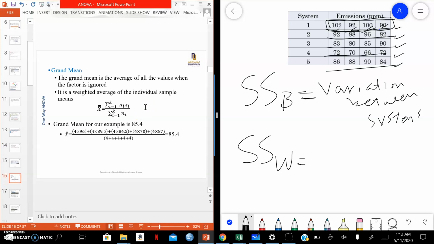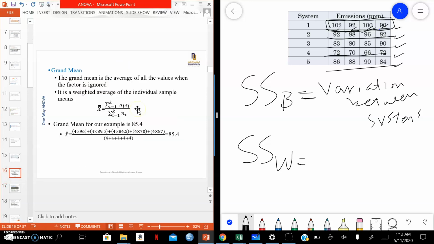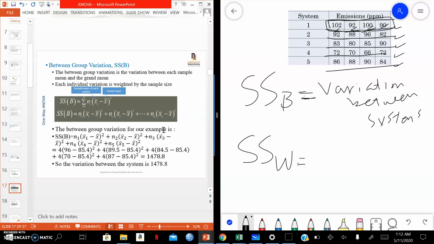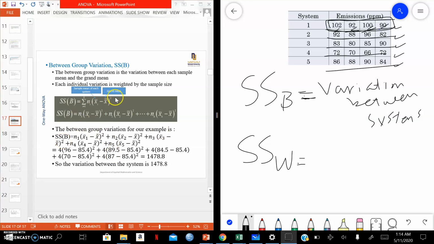Once you have done that, you can get the grand mean. So once you have done that, what you need to do in order to get the SSB? SSB is computed by subtracting the grand mean, which you found in the previous step, from the sample mean of each group or each system, and multiplying that by the sample size.